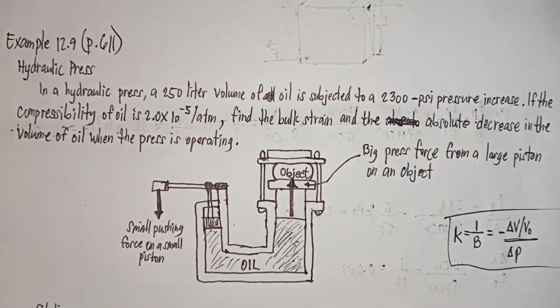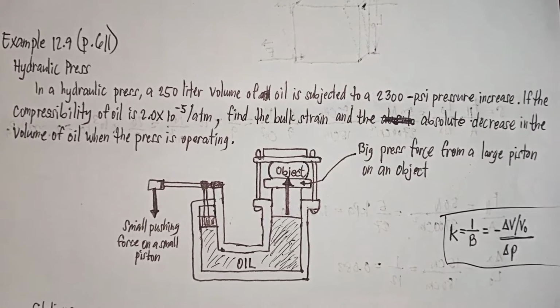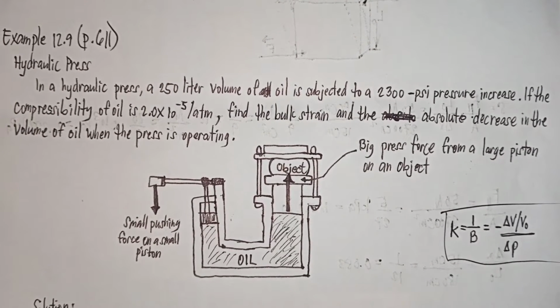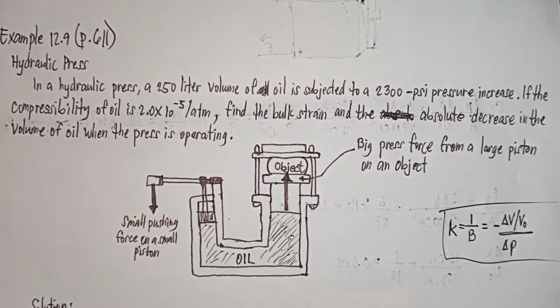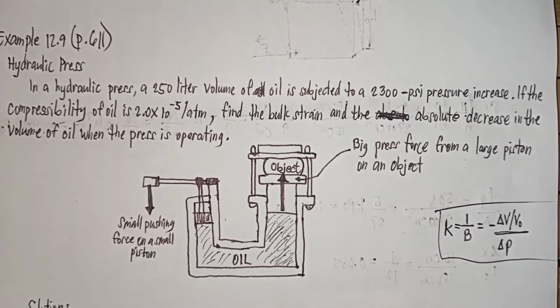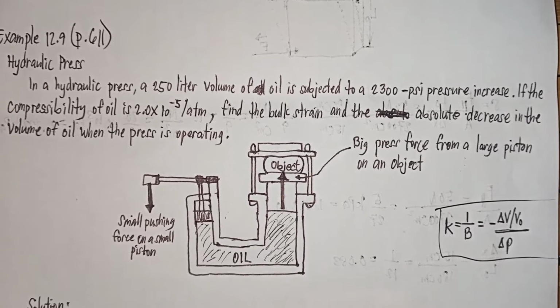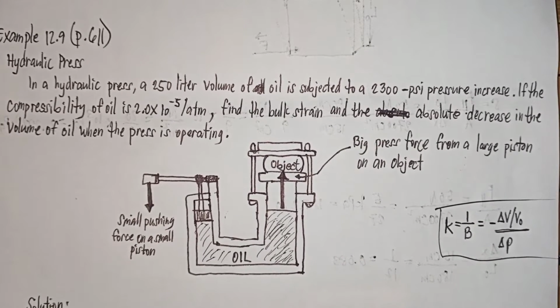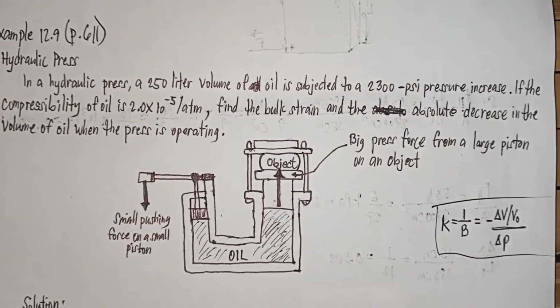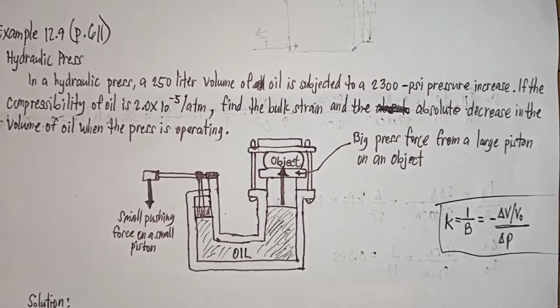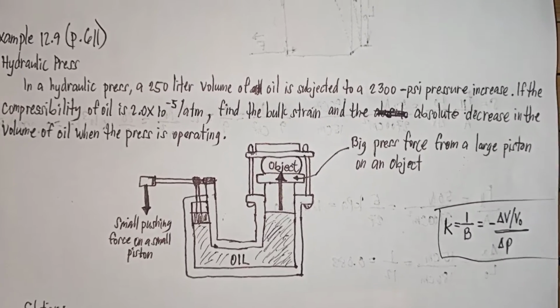Example 12.9, page 611. Hydraulic press. In a hydraulic press, a 250-liter volume of oil is subjected to a 2,300 psi pressure increase. If the compressibility of oil is 2 times 10 to the power of negative 5 per atm, find the bulk strain and the absolute decrease in the volume of oil when the press is operating.